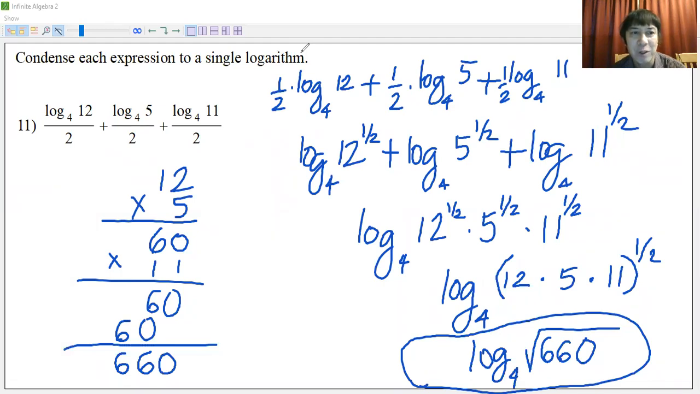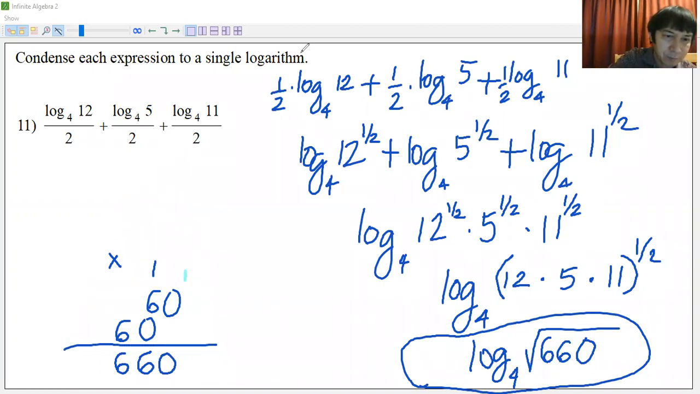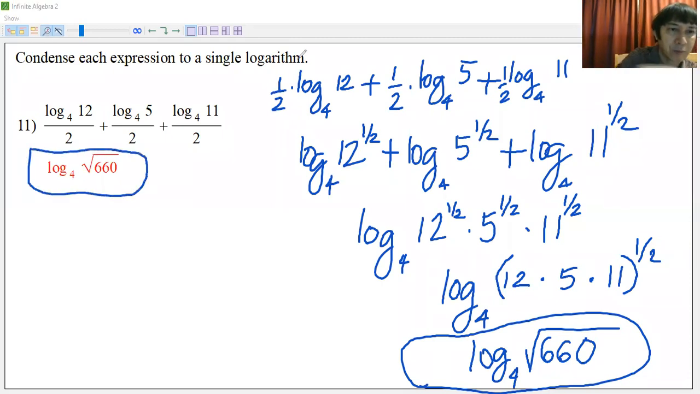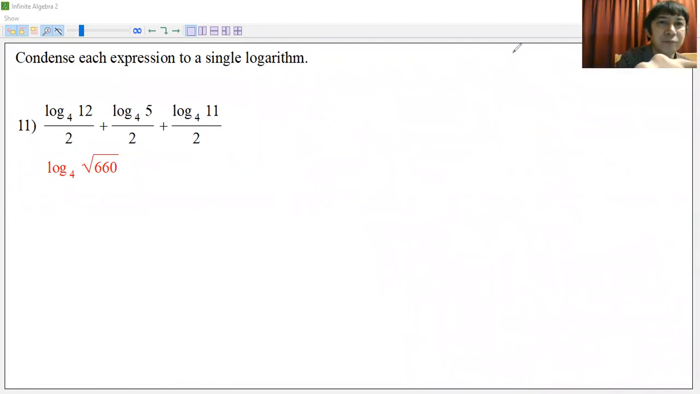And how about the answer from the computer? Let's remove our multiplication here. Okay, what's the answer? All right, there's the answer. Okay, logarithm of the square root of 660 base 4. And so we are correct. All right, let's have the next number, number 12. Let me clear the screen.